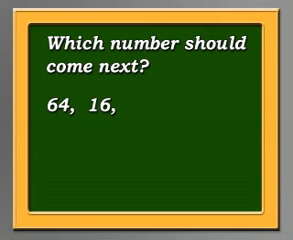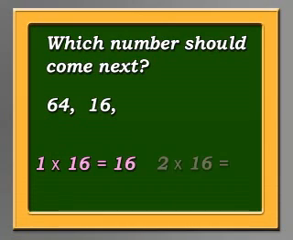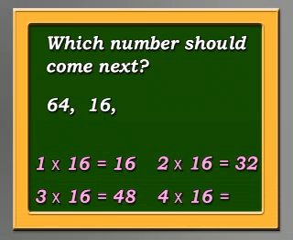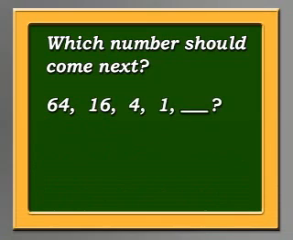How many times can you divide 16 into 64? 1 times 16 is 16. 2 times 16 is 32. 3 times 16 is 48. And 4 times 16 is 64. So if we divide 64 by 4, we get 16.